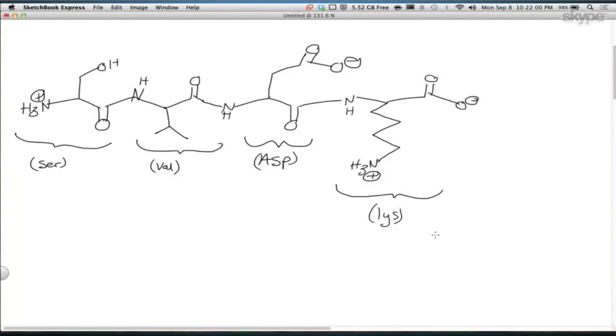Very good. Okay, point to the bond that connects the serine and the valine. That's right. What type of functional group do we have around that bond? An amide. An amide. Now, it could be called an amide bond, but there's actually a special name for the bond that connects the amino acids in a peptide.